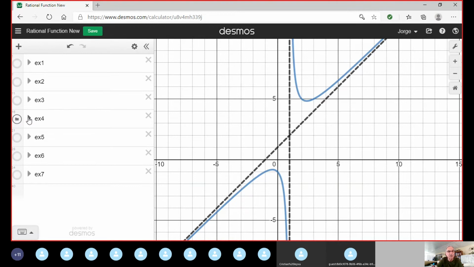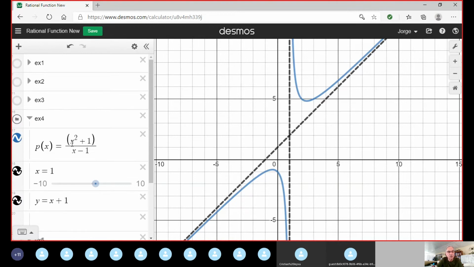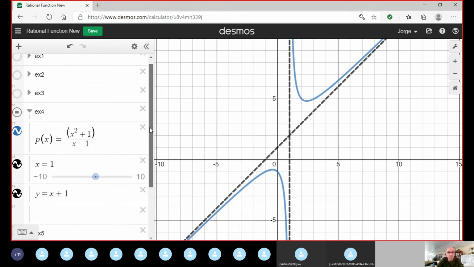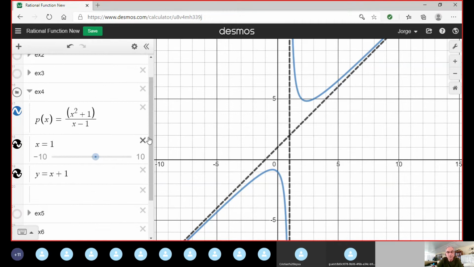Oh, look at that. In example 4, the original equation was x squared plus 1 divided by x minus 2. And so we determined that we have one vertical asymptote at x equal 1.